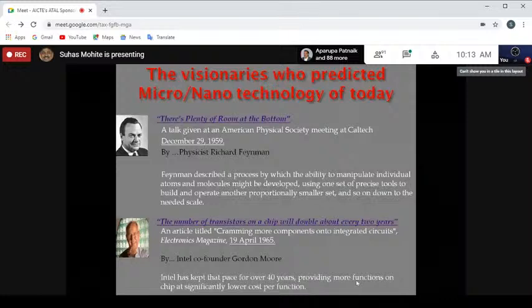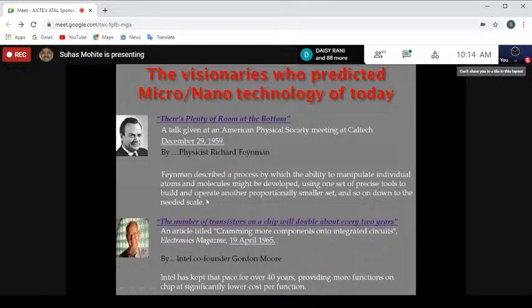So thus, this is a historical background that we touched upon, and these visionaries, we must remember them. There is plenty of room at the bottom, is what Feynman said. It was a talk given to the American Physical Society at Caltech on December 29th, 1959. Feynman described a process by which the ability to manipulate individual atoms and molecules might be developed, using one set of precise tools to build and operate another proportionally smaller set, and so down to the needed scale. So this was a thought that was put forth way back.